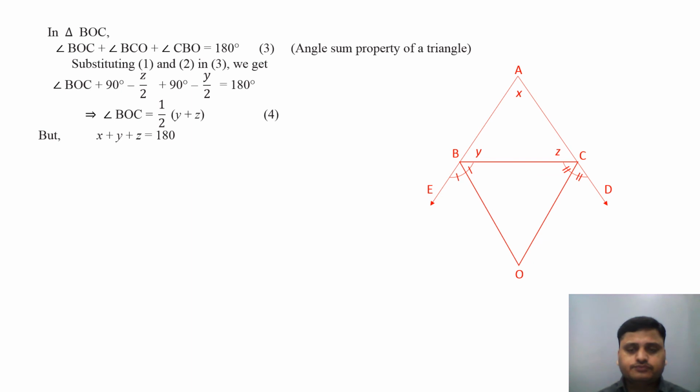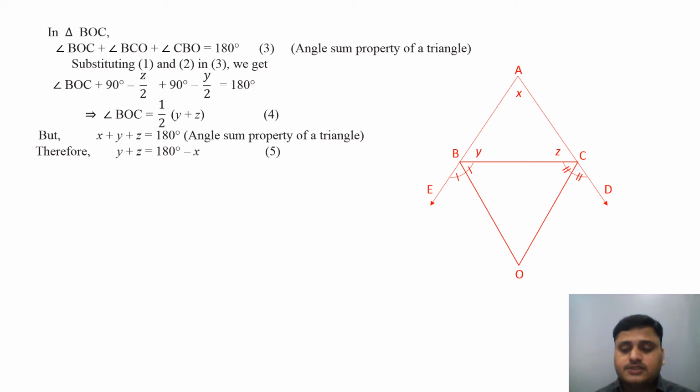Equation 4. Also, see in triangle ABC, x plus y plus z is equal to how much? 180 degree, by using which property? Angle sum property of a triangle. Till this it is clear. This is a little bit lengthy question, so that's why we are taking time for doing each and every step. Be careful, each and every step is important. Now from here we will calculate the value of y plus z, which is equal to 180 minus x. Call this equation 5.